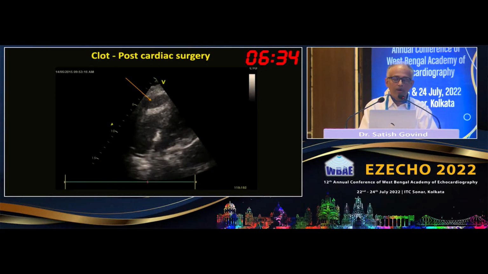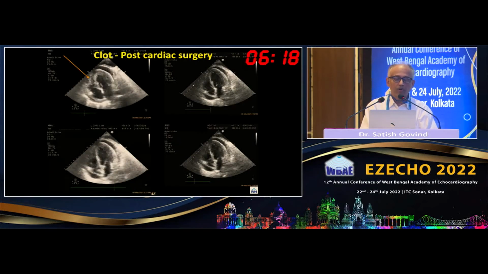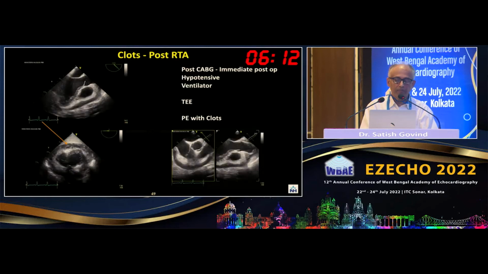And then another example of the post-op, especially cardiac surgeries, where you have sudden hemodynamic changes or a BP dropping, and then you get to see these effusions which have collected. So this is one example where there is a small hematoma there. Another example where again a collection has happened and has caused a hemodynamic compromise here. So this is post-cardiac surgery, and these are the examples for that.